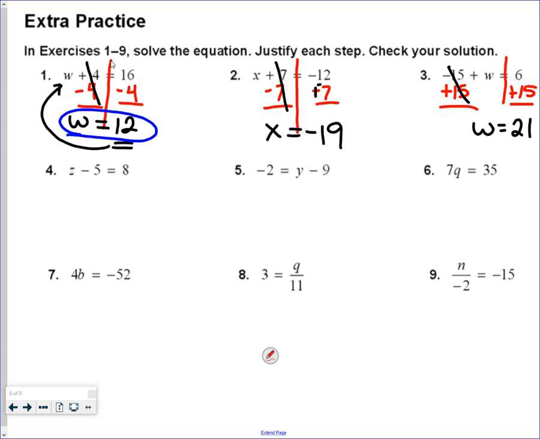Okay, now we're on to subtraction. What's the opposite of subtraction? Addition.